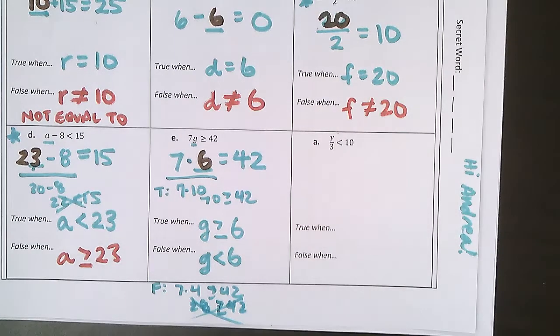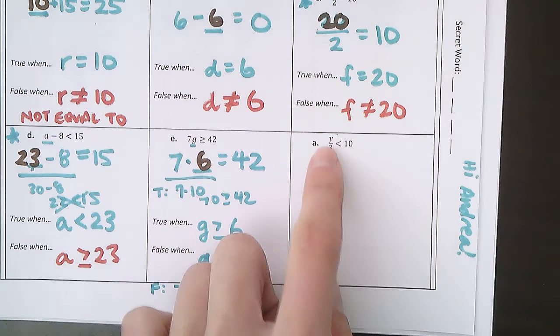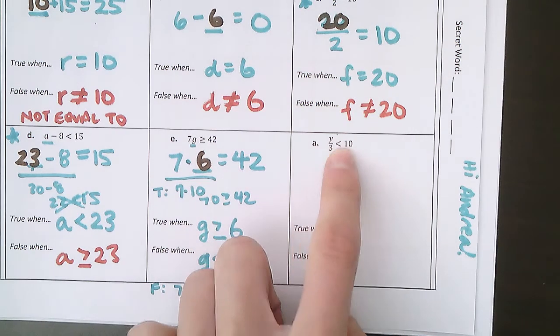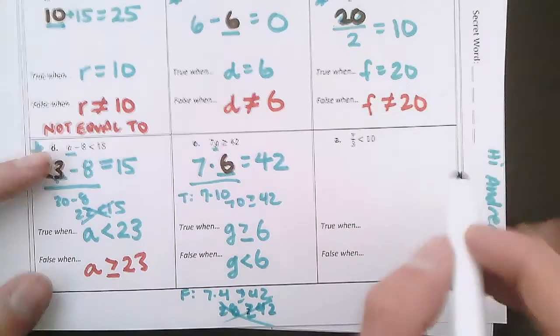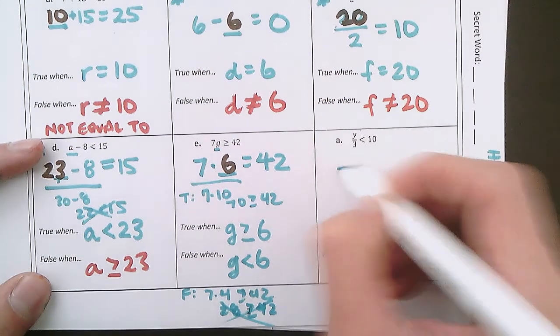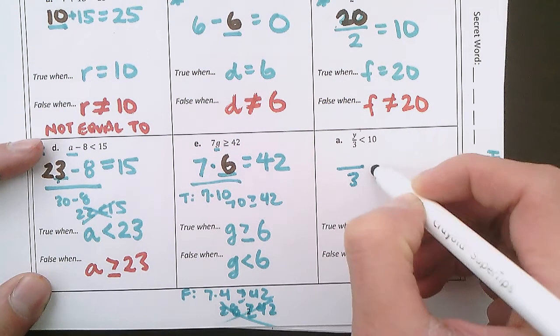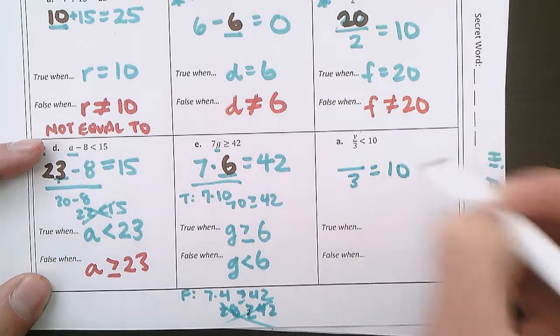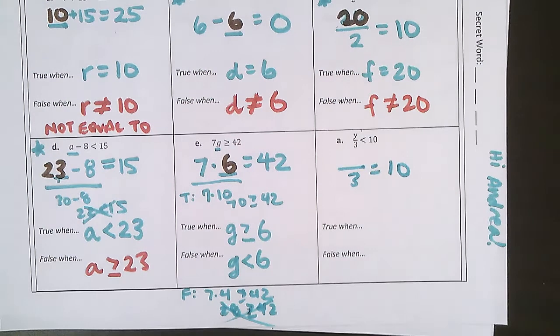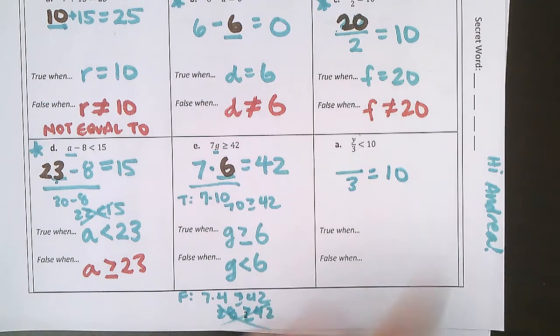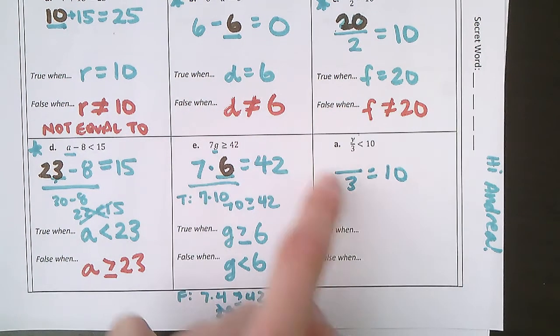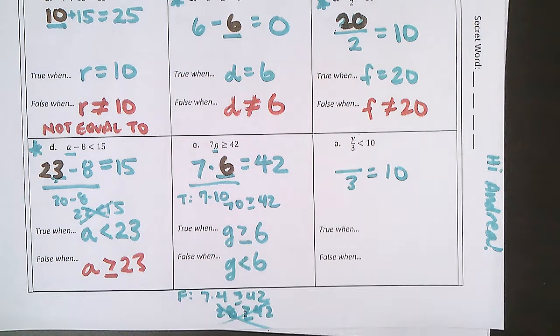All right. Now we're on this last one. y divided by 3 is less than 10. So I'll get you started by having you think about what number divided by 3 would be equal to 10. What number divided by 3 is equal to 10? Or 10 times 3 is equal to what?